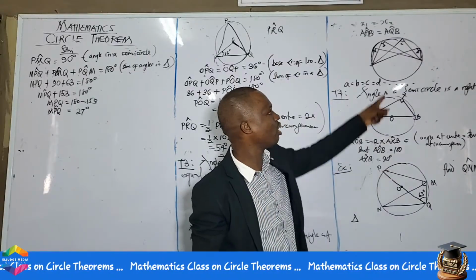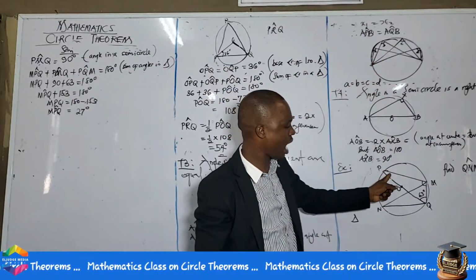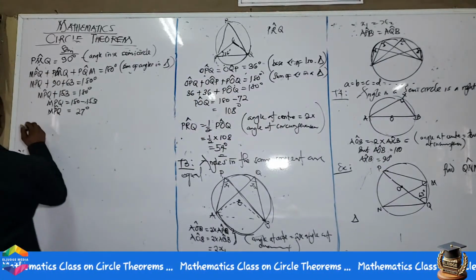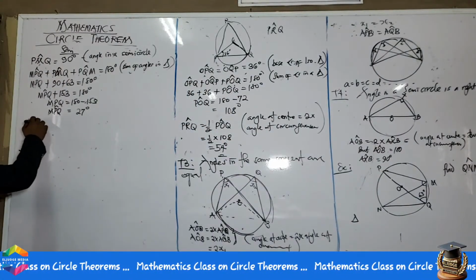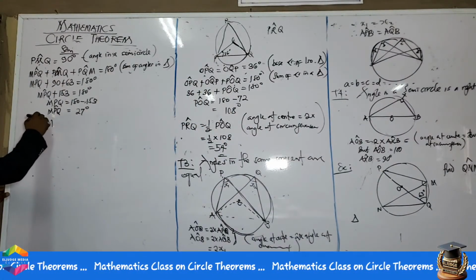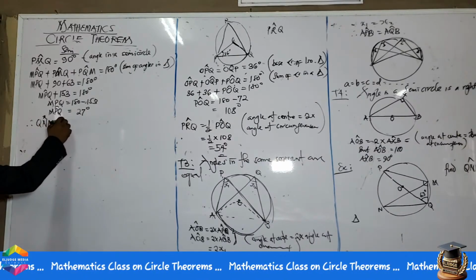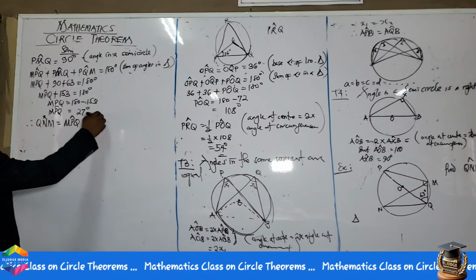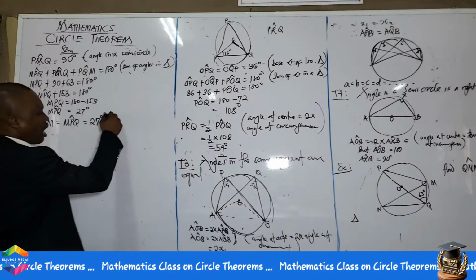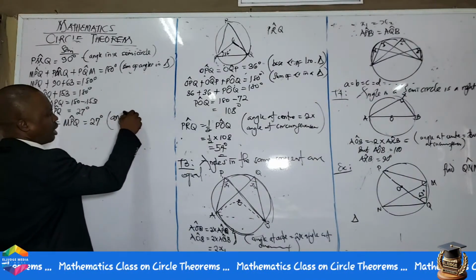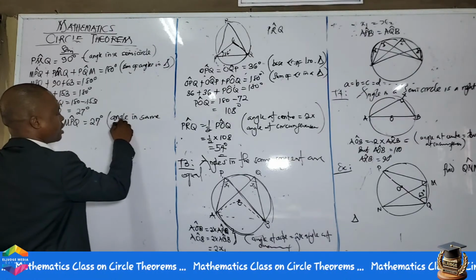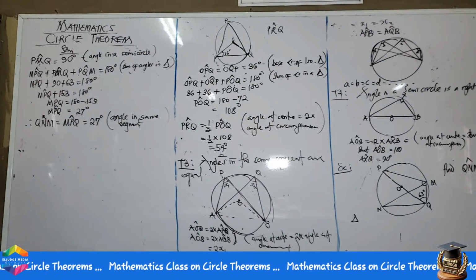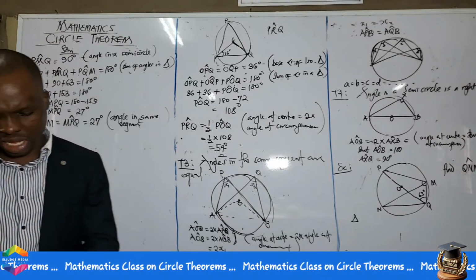So, from the theorem that we have, angles in the same segment are equal. Therefore, we are going to write that angle QNM equals angle MPQ equals 27 degrees. Then you tell them the reason: angles in same segments are equal. And that's the solution to that question. Let's move on to another theorem.